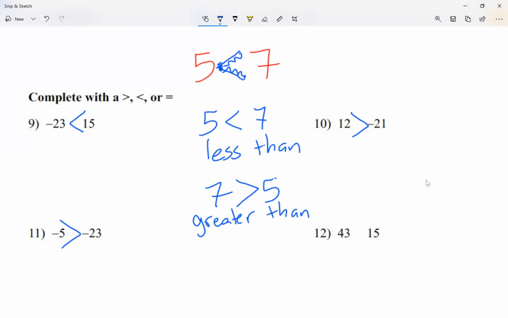Okay, lastly, we're going to look at question number 12. I'm comparing positive numbers, positive 43, positive 15. So they're both positive, so look at the values. From those two numbers, if I was to put them on the number line, which one is farthest to the right? Yeah, 43 is farthest to the right. So 43 is bigger. So 43 is greater than 15.